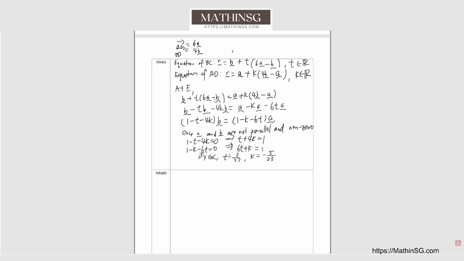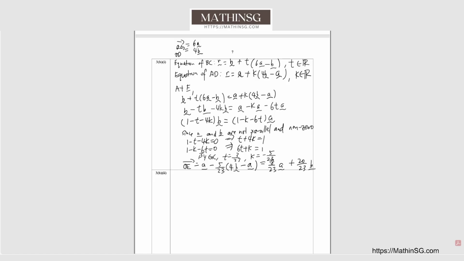So now I need to find OE, right? So for OE, you can simply use either the equation for BC and then sub in t, or the equation of line AD and sub in k. So I will use this one. So OE equals A minus 5 over 23 times (4B minus A). Then simplify it, you'll get 18 over 23 A plus 20 over 23 B.